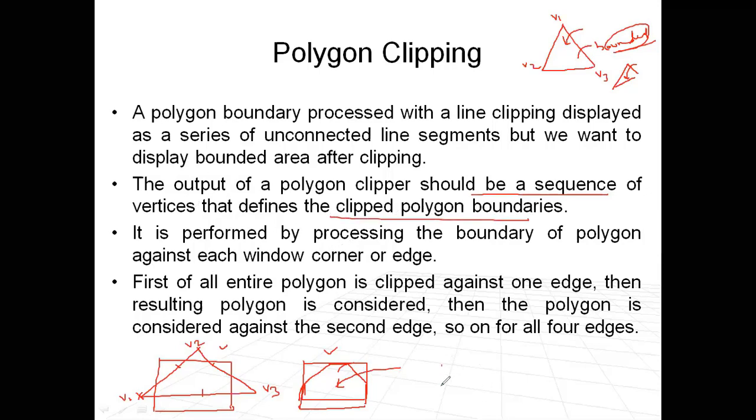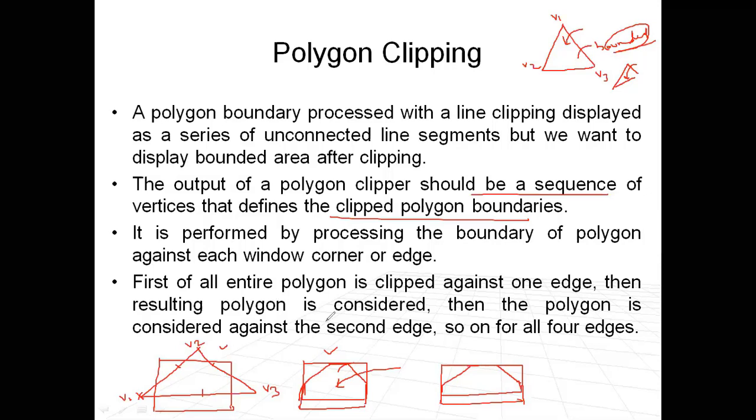So we need the series of vertices that define the boundaries of the polygon. So in this we require this as a resultant. So this will be the sequence of vertices that defines the clipped polygon boundaries.